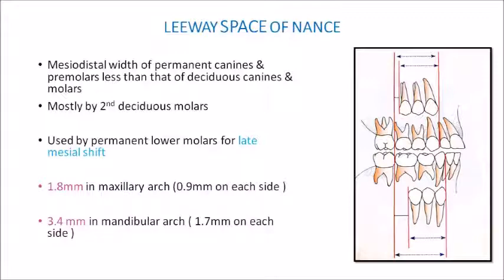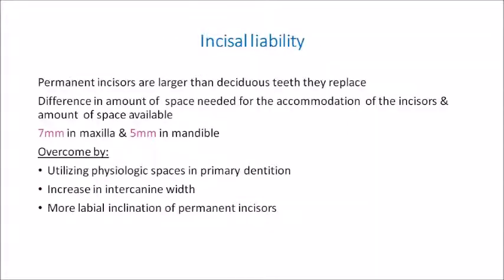That is extremely important because sometimes we jump into giving answers in the wrong way. So when you are getting a simple question such as this, please note whether they are asking for the leeway space of Nance in an arch as such or one unilateral side. And the values you have to remember always. It is extremely important: 1.8 millimeters in the maxillary arch completely and 3.4 millimeters in the mandibular arch entirely. Also note that the leeway space of Nance is more in the lower arch compared to the upper arch. So in the first transitional period, an early mesial shift is happening.